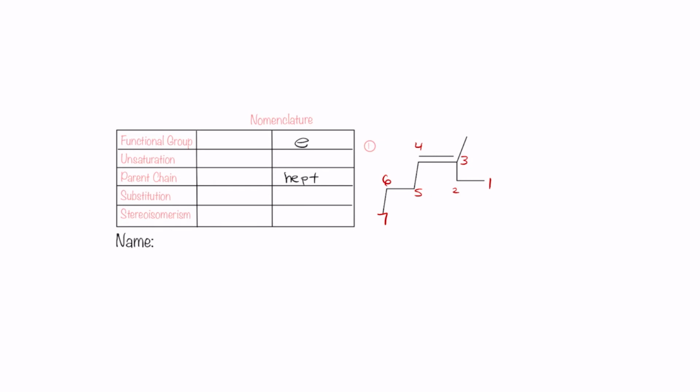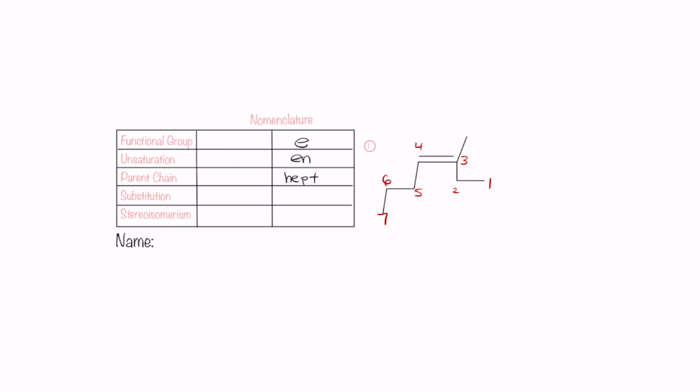And what about unsaturation? Remember that unsaturation is asking if there's any double bonds or triple bonds. And we see here that there is a double bond. So what's the suffix for double bonds? Remember that the suffix is EN.